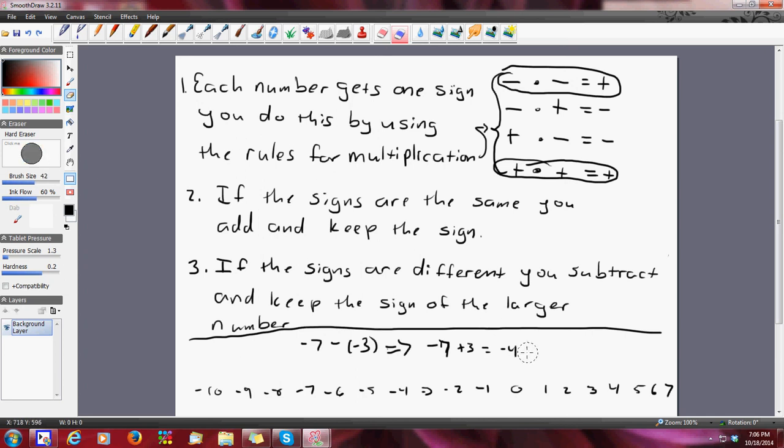Let me just erase this example here. If I have a negative 6 plus a negative 2, well, the 6 already has a sign, so it's negative 6. But the 2 has two signs. It has a positive and a negative, so that becomes a negative. And so now I go to step 2. If the signs are the same, which they are, they're both negative, you add them and keep the sign. And that makes sense because if I lose 6 items and I lose 2 more, 1, 2, I've lost 8 items.